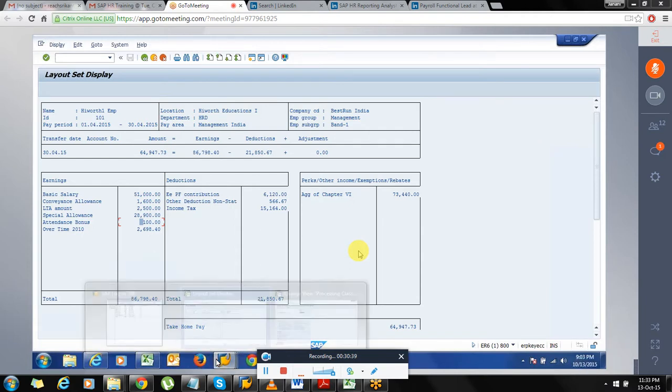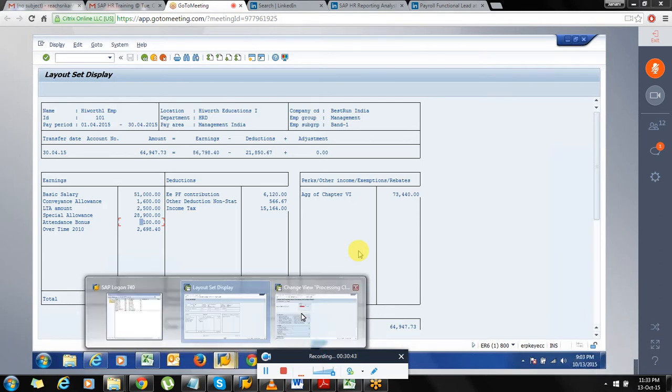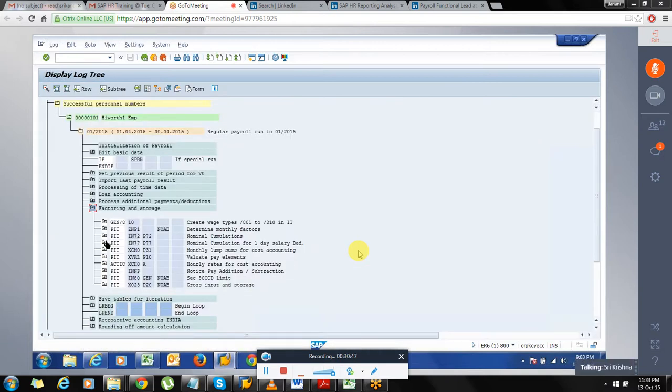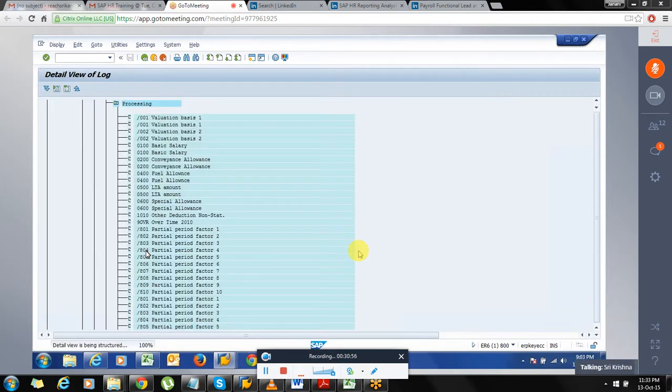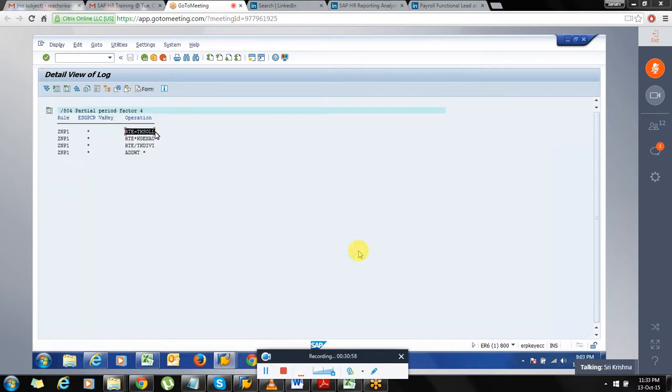In the factoring, if you see, we have 804 PCR. It won't do anything. What it will do is divide TKSYLL by TKDAVA for the particular split.